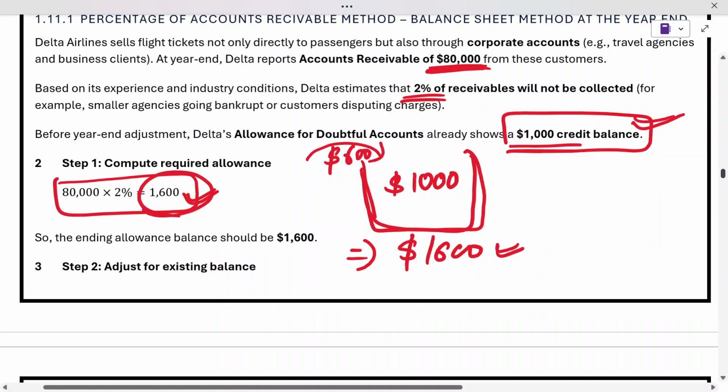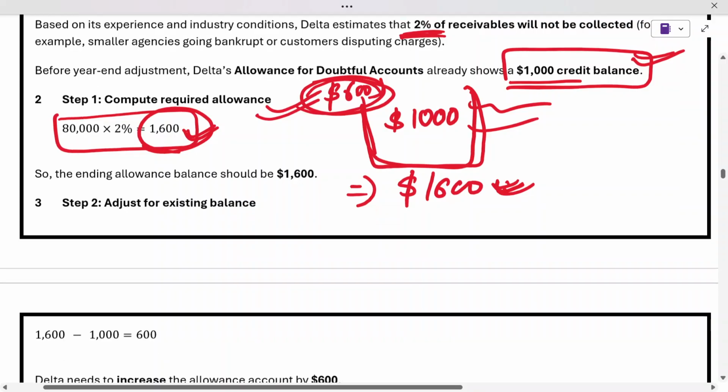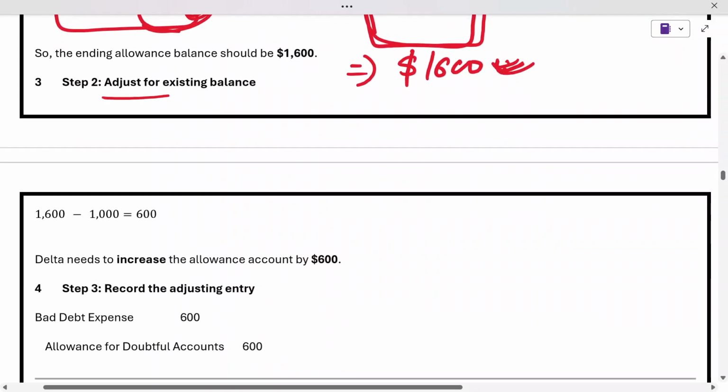Out of these $80,000, 2% won't be collected. The 2% becomes $1,600, and out of that, $1,000 was already there. So how much provision do you create in this year? The question is about this year. So you will be saying $600, adjusting for the existing balance. They will simply say they need to increase the allowance by $600.